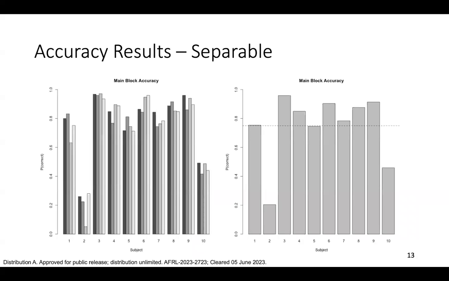On the left is participants' accuracy by stimulus in the separable condition. On the right is participants' accuracy averaged across stimuli. The dashed line indicates the 75% accuracy criterion we targeted, which 3 of the 10 participants approximated. 5 participants were more accurate than our criterion, and 2 were much worse.